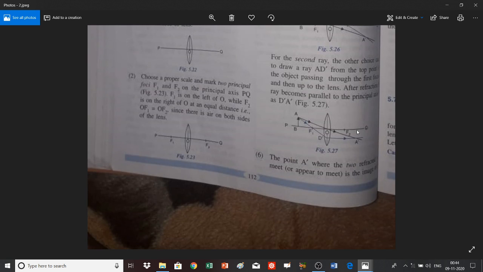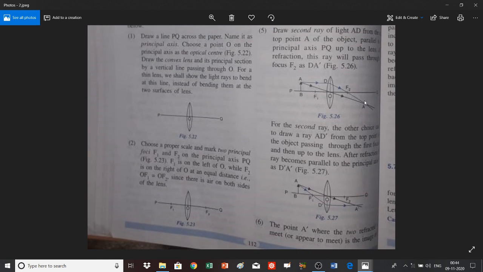So if you draw this normal at this point, that will give you the image of the object. And you know that this tip, or vertex, of the object will form here, and this B point will form here. So in this case the image will be inverted with respect to the object.